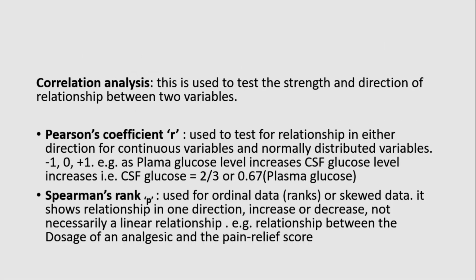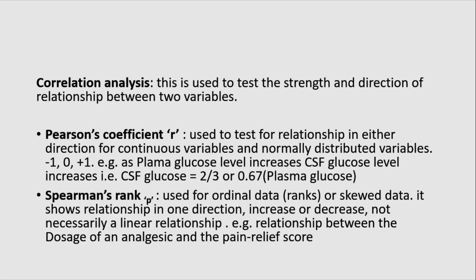Then we have correlation analysis. The correlation analysis is used to test for strength and association between variables, mostly used for either numerical or categorical variables. For example, we have the Pearson's coefficient. Now, the Pearson's coefficient tells you whether there's a relationship between numerical variables and the direction of that relationship.